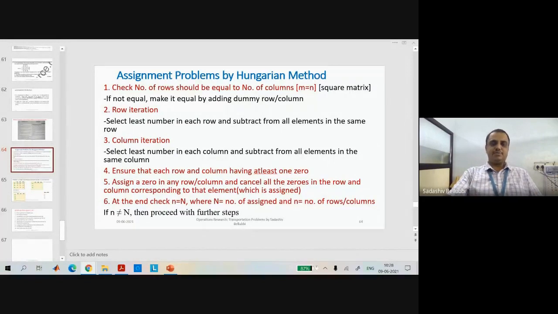So this is actually a part of the Hungarian method. Before assigning, we need to complete the row iteration as well as the column iteration. It's not compulsory that you do only one, either row iteration or column iteration, and it's not compulsory that you do the row iteration first. You can even go for the column first and then the row before assigning. You can go for any one.